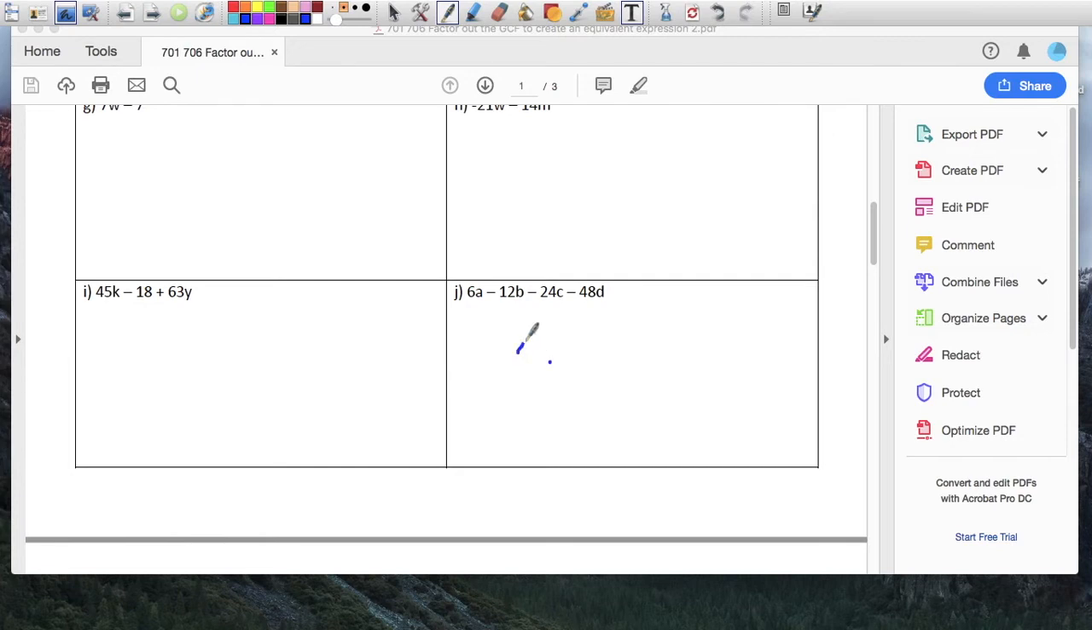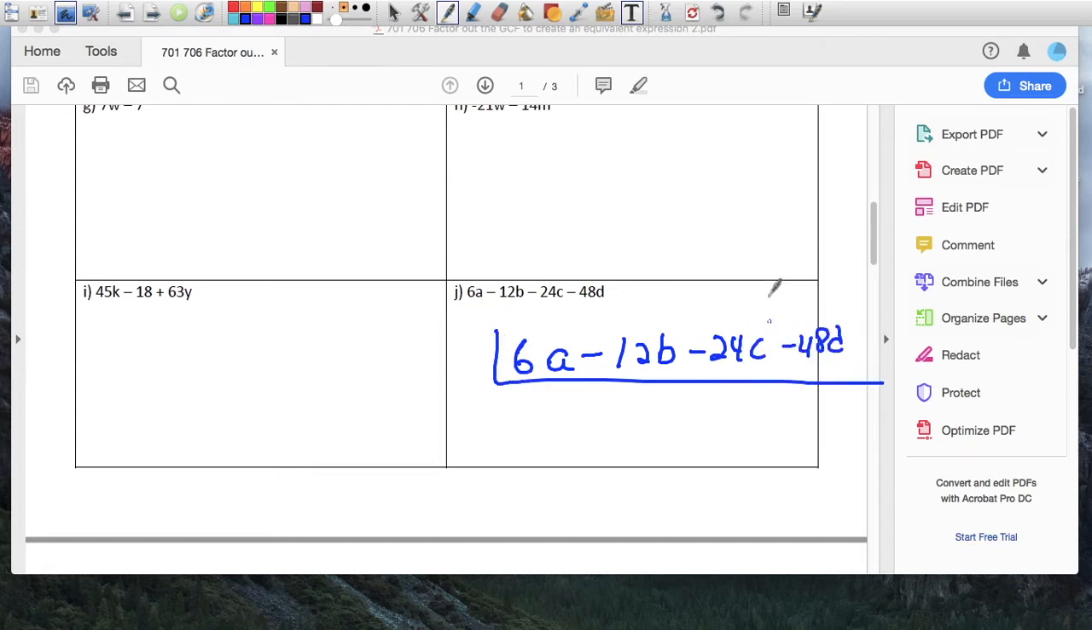This is again the same idea. Minus 24C, minus 48D. So it's 4 numbers. Let's pull out a 2. 6 divided by 2 is 3A. 12 divided by 2 is 6B. 24 divided by 2 is 12C. And then 48 divided by 2 is 24D. And I should have gone higher, so we can continue.